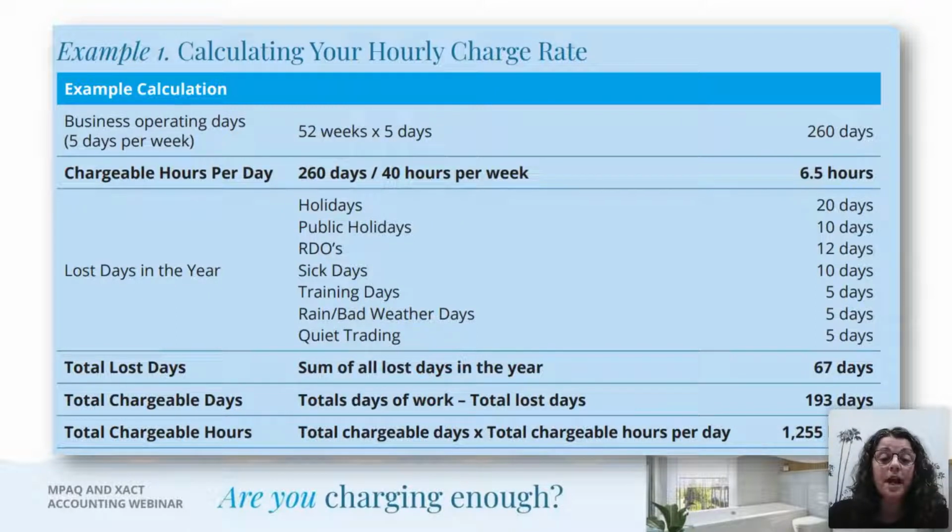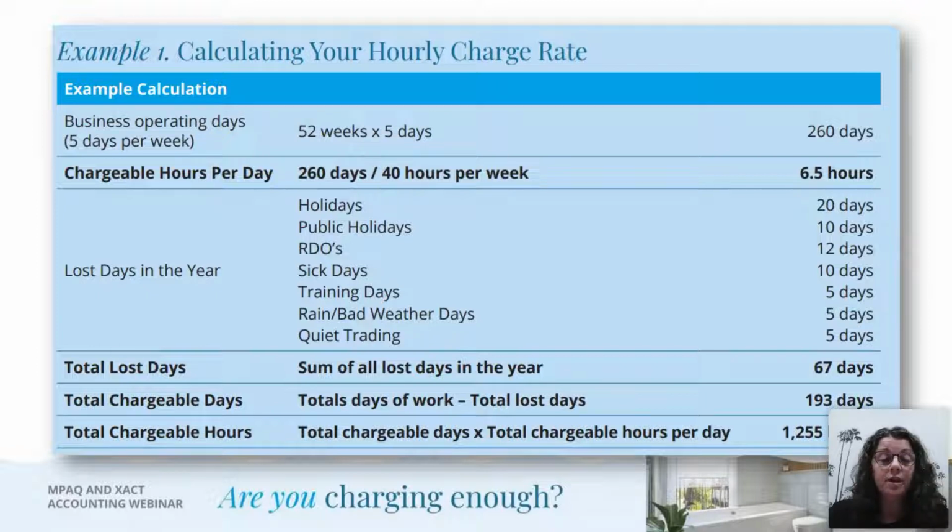Once you've worked out how many days in the year are lost to leave or other factors, you then need to look at what the total chargeable days, or days available to work, actually is. Taking our 260 from the top and taking out our 67 days unavailable, we've come down to 193 days of actual time that we can work. On that basis, we take our 193 days multiplied by the 6.5 hours per day available to do client work, which gives us 1,255 hours available for work during the year.